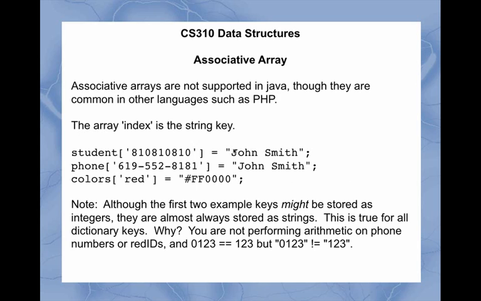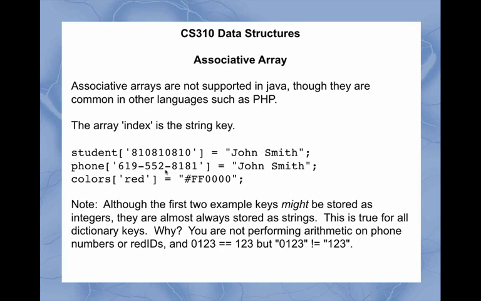So associative arrays are very common in other languages. You will find associative arrays in things like shell scripts, maybe JavaScript, PHP. And what you note here is that the index is actually a string. For instance, we have an array of colors, and the entry or the key is red, and the value is the hexadecimal triplet, the red, green, blue values that go with it. So in these examples, we have keys that might be stored as integers, but they're almost always stored as strings.